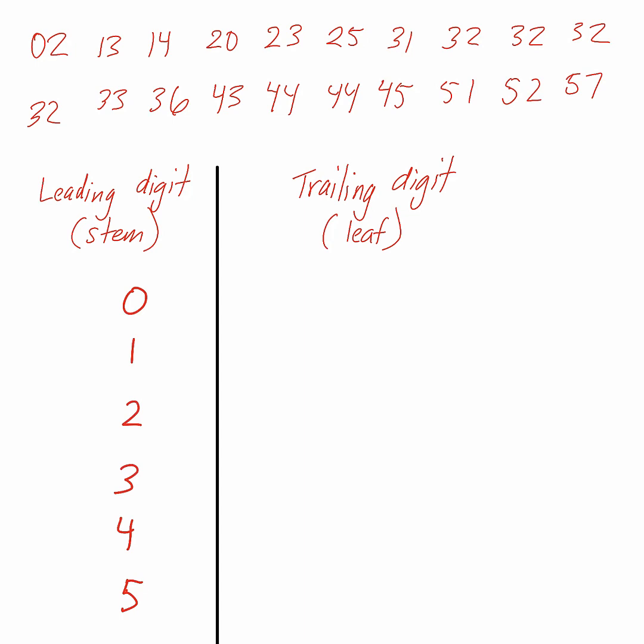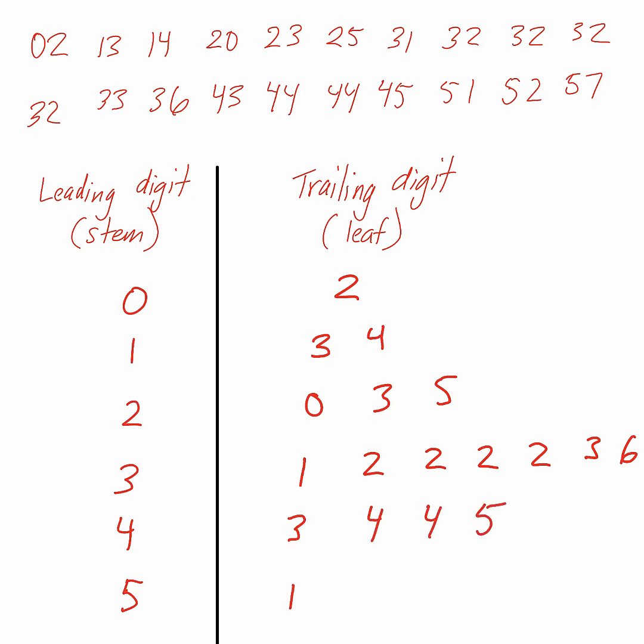And on the right side, I'll go ahead and list our leaf digits as follows: 2, 13, 14, 20, 23, 25, 31, 32, 32, 32, 32, 33, 36, 43, 44, 44, 45, 51, 52, 57.